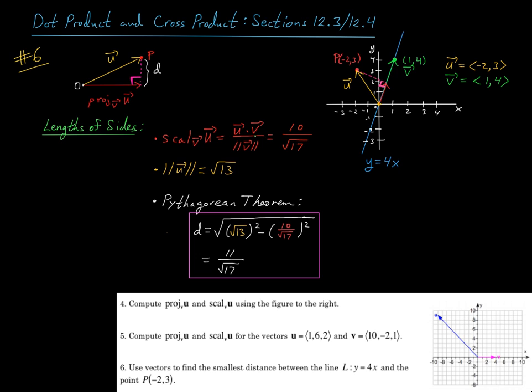So take u dot v and divide by the magnitude of v. Dotting those two vectors gives us 10, and then we divide by the magnitude of v, which happens to be the root of 17, since 1 squared plus 4 squared. What about the hypotenuse? That's the magnitude of u, which is the root of 13. The side we're missing, which is the length we're ultimately interested in, can be found using the Pythagorean theorem. I take the root of the square of the hypotenuse minus the square of this side, and that simplifies to 11 over the square root of 17.